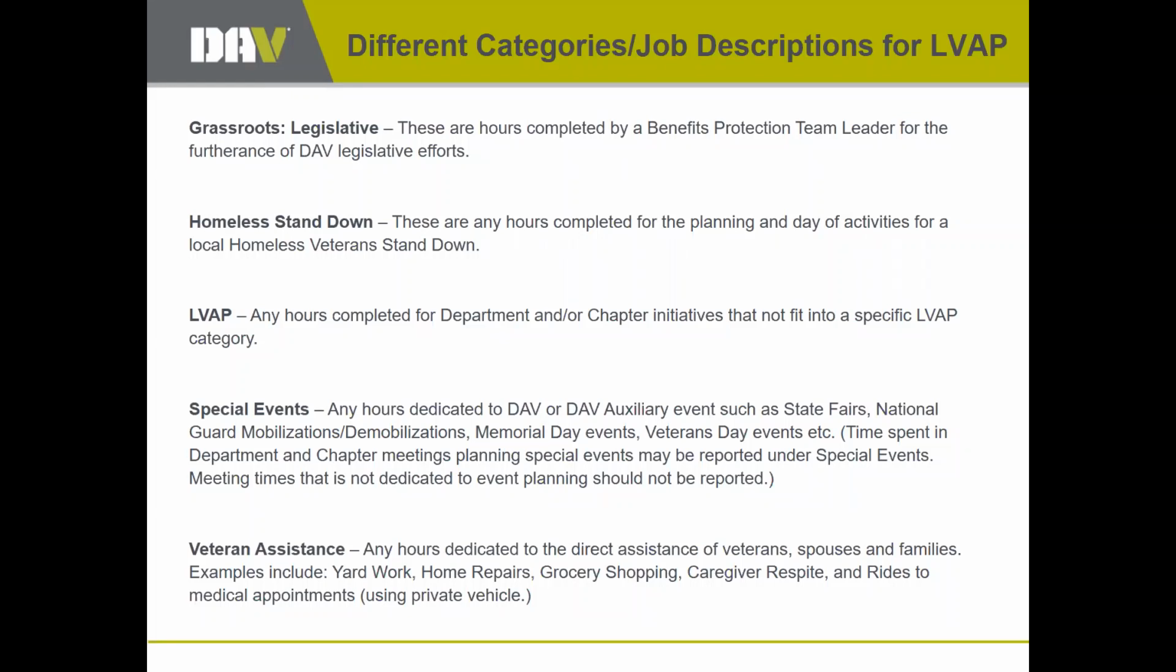And then LVAP. This is our catch-all, guys. Any hours completed for department or chapter initiatives that don't fit into a specific LVAP category, put those here. This is basically miscellaneous without being labeled miscellaneous. So if you're not sure where it goes and you want to make sure somebody gets the hours, please just put them under LVAP and that'll do. If you find out later that it should have gone somewhere else, sometimes we're able to go back and change that if it's not too far in the past. And if not, you're still getting credit for the hours, and the volunteer is still getting credit as well. The specific category can just be changed going forward.